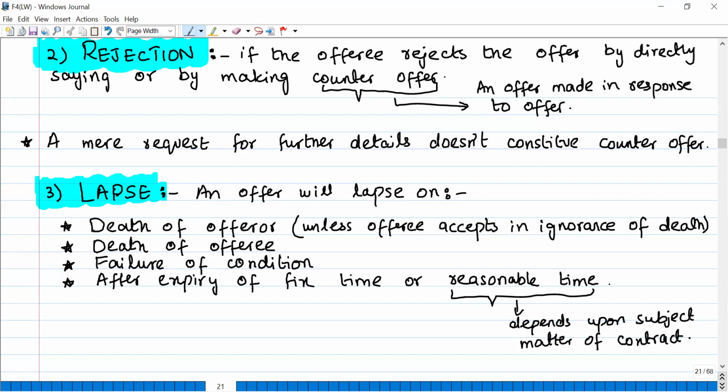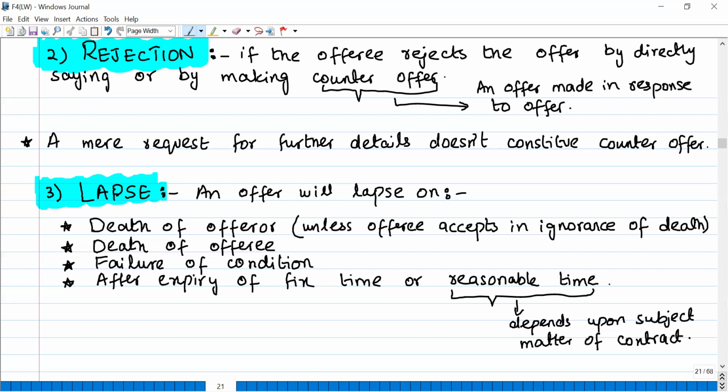Let's say I made an offer, and in that offer there were different conditions mentioned, that I will follow certain conditions, and if I don't follow them, then the offer will lapse. An offer can also lapse after the expiry of a fixed term or a reasonable time. Let's say, for example, you made an offer and that was open for 5 days, and 5 days passed, the offer will lapse. Or a reasonable time.